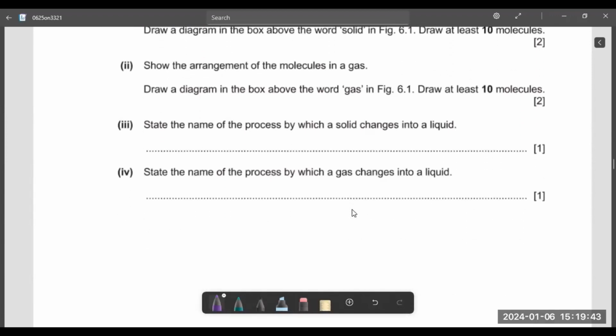State the name of the process by which solid is changing to liquid. Solid is being changed to liquid. That is called melting. We know the melting of ice. Ice is being melted to water. State the name of the process by which gas changes into liquid. That is condensation. That happens in the case of rain. The gas molecules are being changed into liquid form.